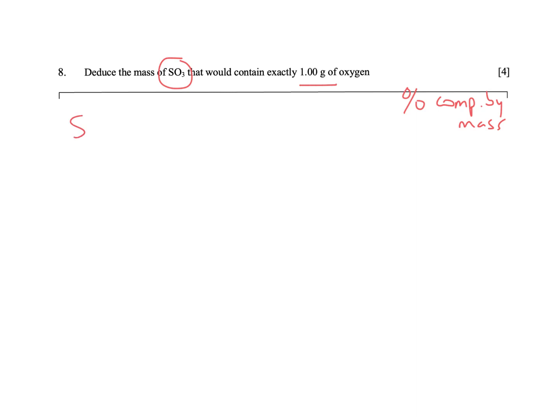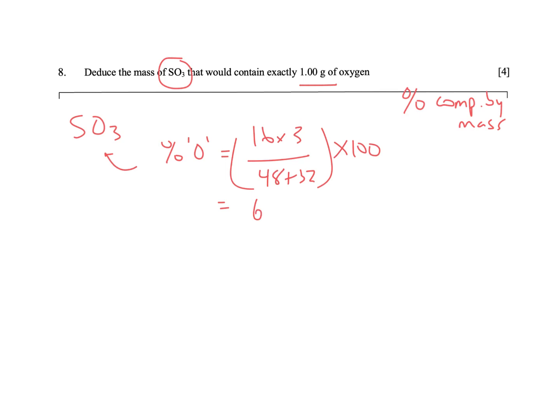If you say for SO3, what's the percent composition of oxygen by mass? Let's figure that out. So what's the percent oxygen? Well, we know that it's going to be 16 times 3 from the periodic table. That's going to be your O3. And then you're going to divide that by the total molar mass for the whole thing. 16 times 3 is 48. So you got 48 plus 32 down here, which gives you roughly, if you multiply that by 100, roughly 60% oxygen by mass.